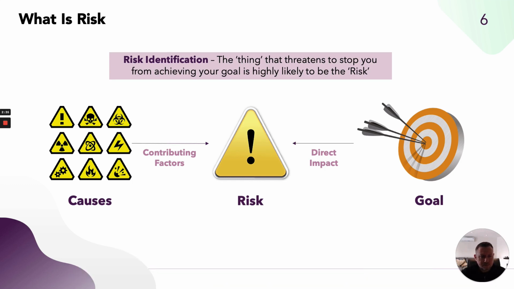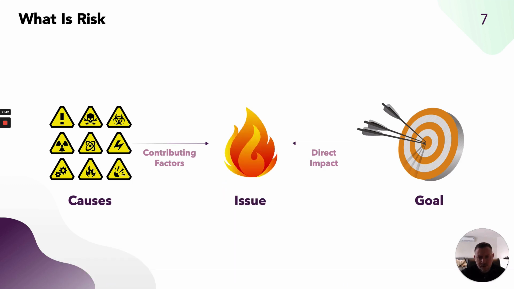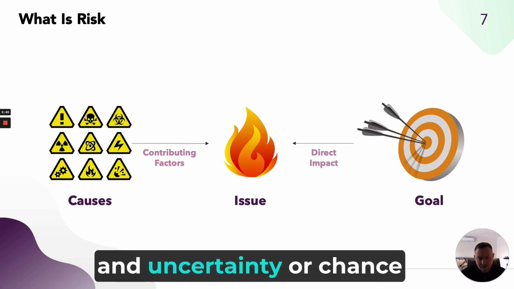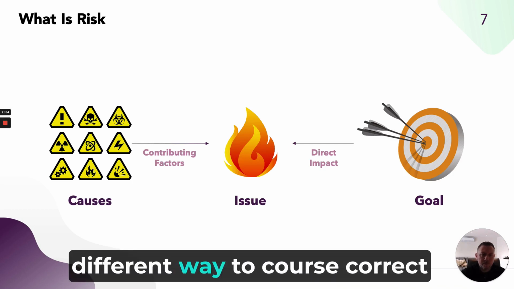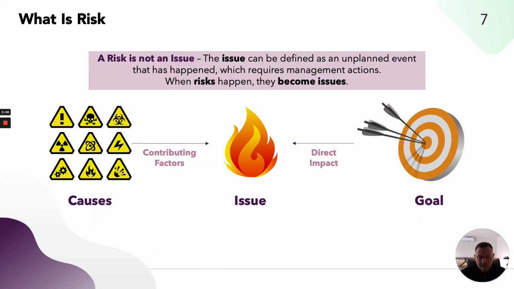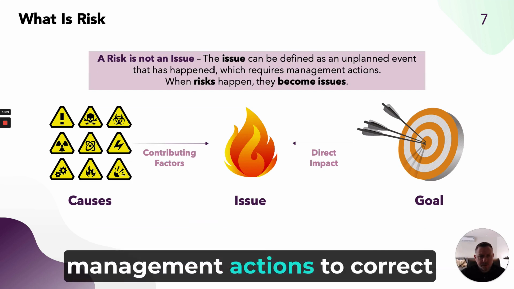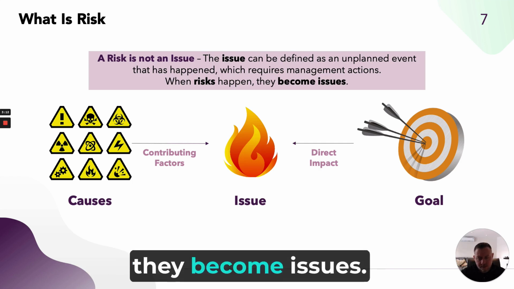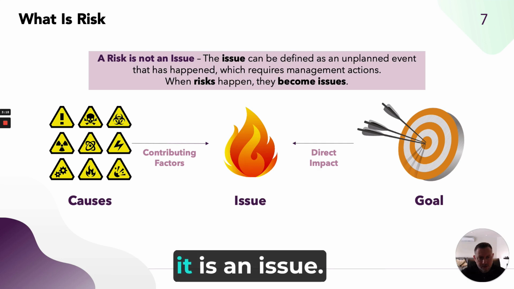What happens then when it's no longer a risk and it actually crystallises and those causes actually become a reality? In the case of what is a risk, an uncertainty or chance something may happen, when it actually happens it becomes an issue. That needs to be managed in a slightly different way to course correct to put you back on the path to your goal. So in summary, risk is not an issue. The issue can be identified as an unplanned event that has happened, which requires management actions to correct it. When risks happen, they become issues. So just remember that if you're dealing with something that is actually happening, that is no longer a risk, it is an issue.